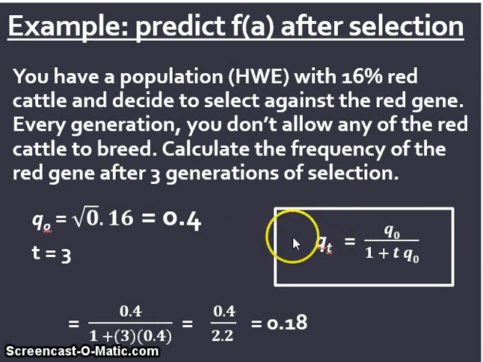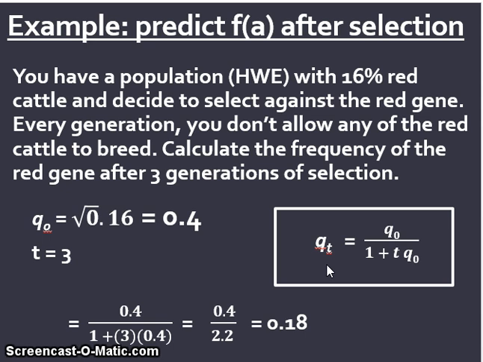Over here we have the formula that we need to solve this problem. We have the frequency of the allele we're interested in. In this case it's q, the recessive allele. q at time t, the frequency of that allele after t generations, is equal to q naught, the original frequency of that allele, over 1 plus t, t being the number of generations, times again that initial frequency.